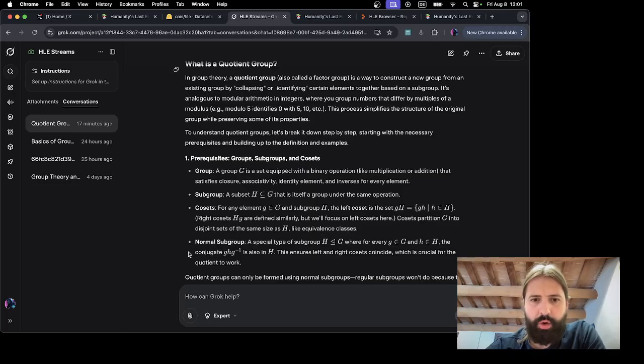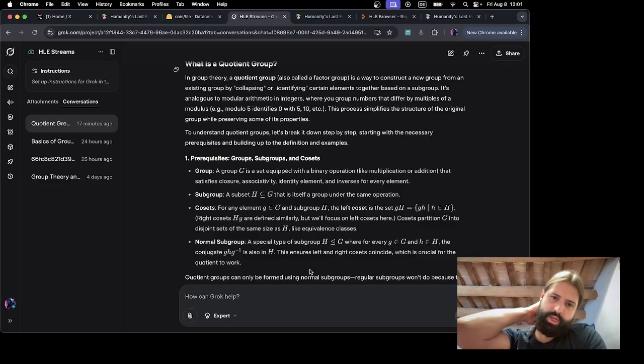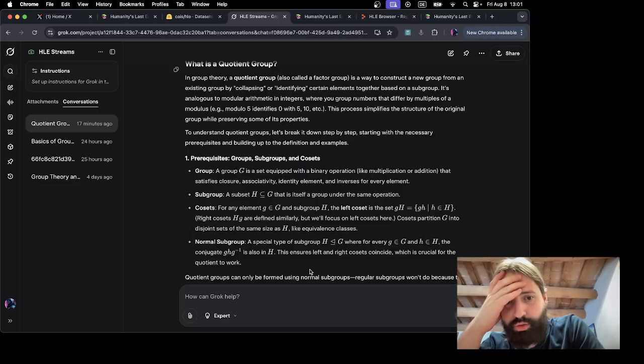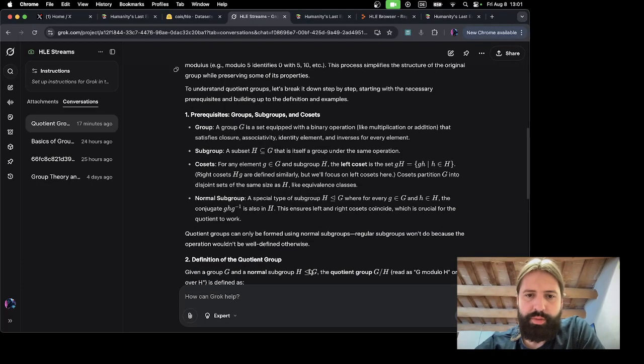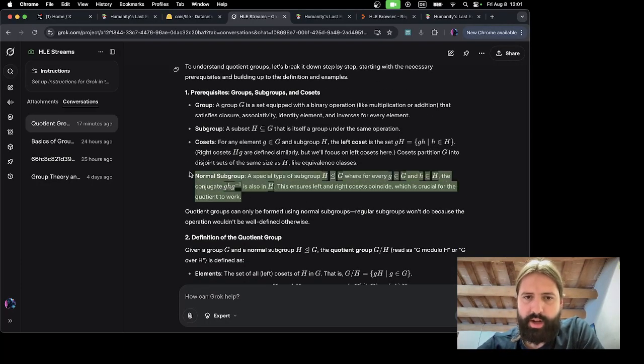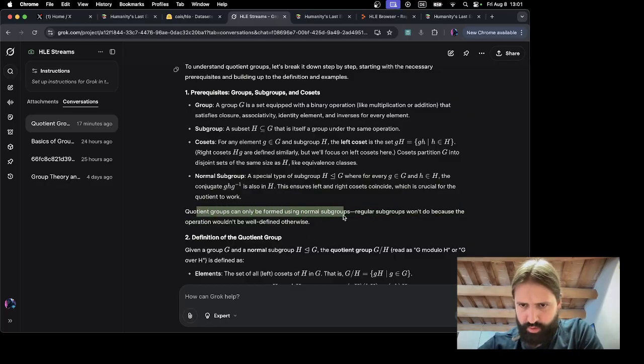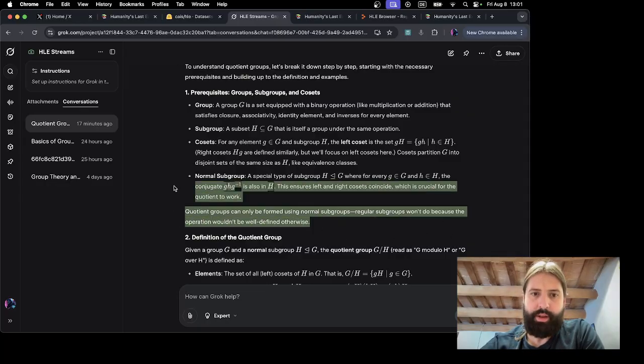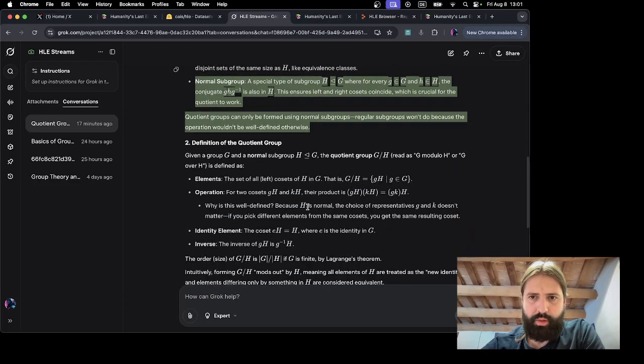A normal subgroup is a special type of subgroup where for every g and h, the conjugate g h g inverse is also in H. It ensures left and right cosets coincide, which is crucial for the quotient to work. Quotient groups can only be formed using normal subgroups. Regular subgroups won't do because the operation wouldn't be well defined otherwise. I'm not going to get into that right now, but we'll just assume it's true.